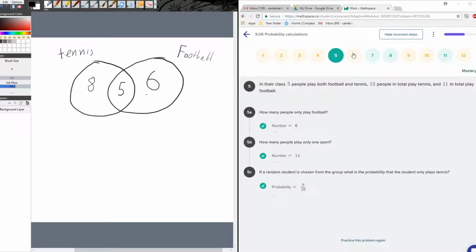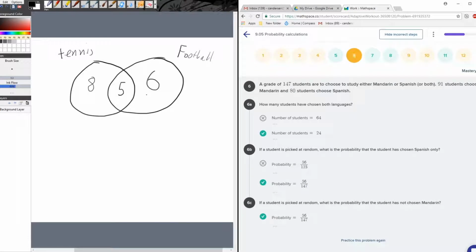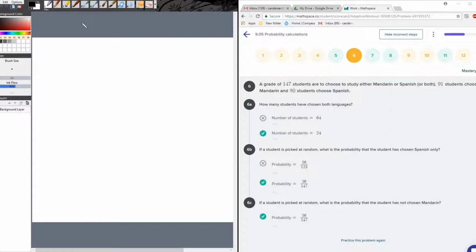Let's look at another question. So a grade of 147 students are to choose to study Mandarin or Spanish or both. 91 students chose Mandarin and 80 students chose Spanish. Okay, so let's write this down. We have 91 people in this circle, and we have 80 people in this circle. So, how many people did both, I wonder?